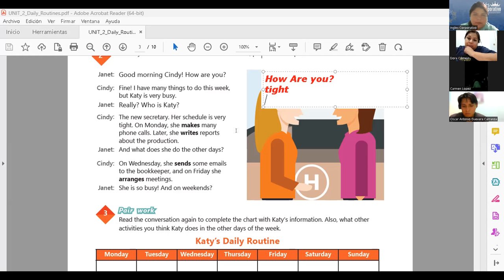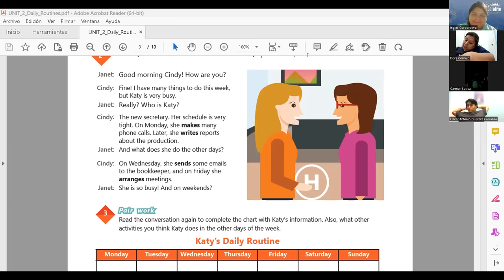Saturday, she goes for a walk with her family and also goes to the doctor. On Sunday, she goes out to eat pupusas, and she also goes to the shore with her family. Okay, that's it.